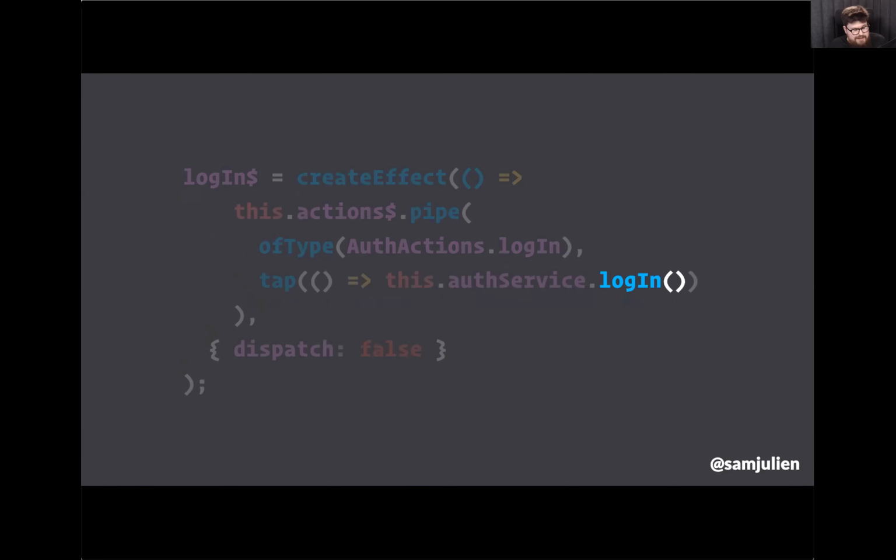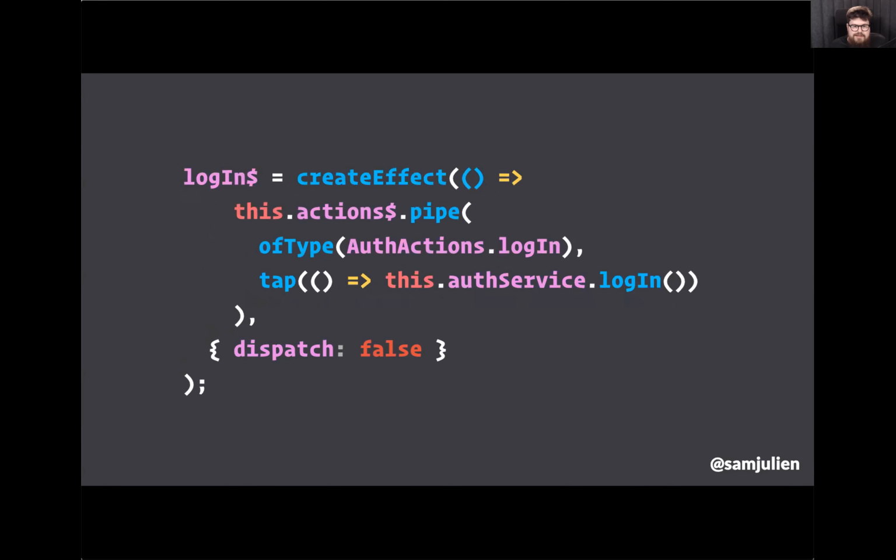The auth client is whatever SDK you might be using to interact with your authorization server. So we're calling that login method here. And we have the tap operator because we're not returning a new action. And then we have to use this dispatch set to false. Since we're not returning a new action, we need to tell NgRx that we're setting dispatch to false so that we don't get into some sort of infinite loop. So that is our login effect.